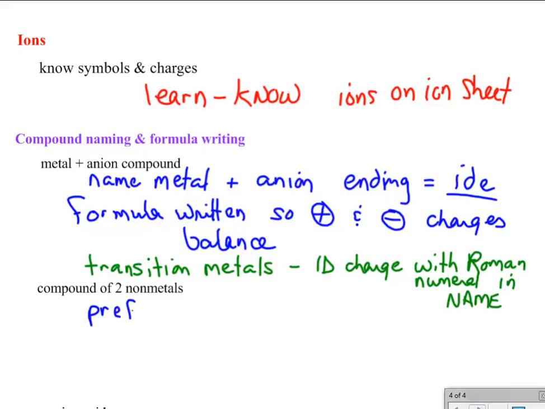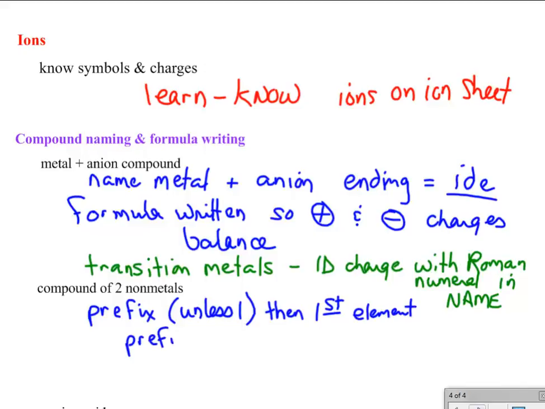If you're working with two non-metals to form a compound, you use prefixes to tell how many of each element you have in the compound. If you only have one of the first element, then you don't need to use a prefix. Just name that element. For the second element, you use a prefix with that element regardless of how many you have. Even if you only have one of them, you still need a prefix. The name of the second element, then the ending is changed so that you end this name with -ide.